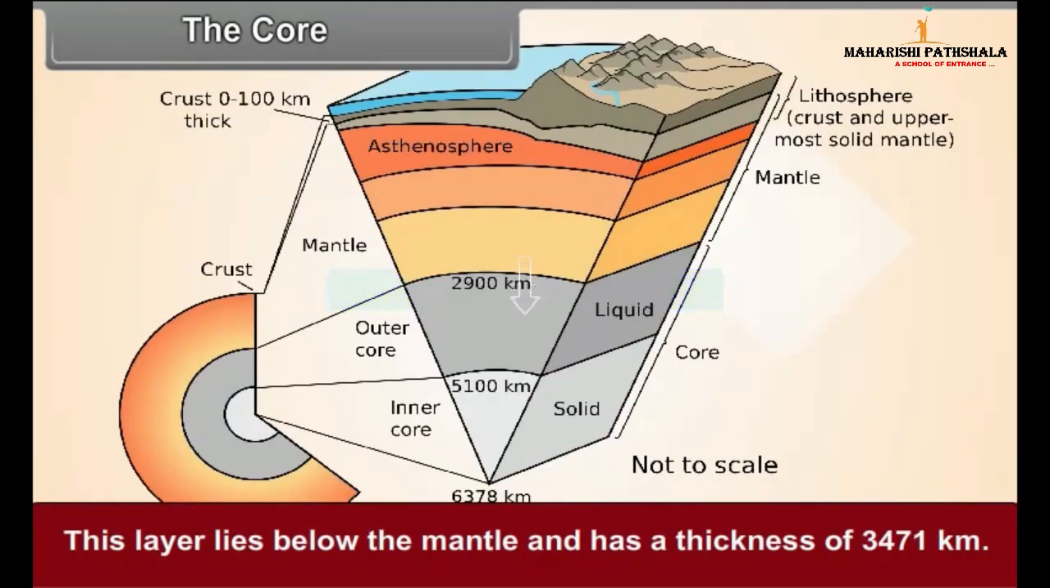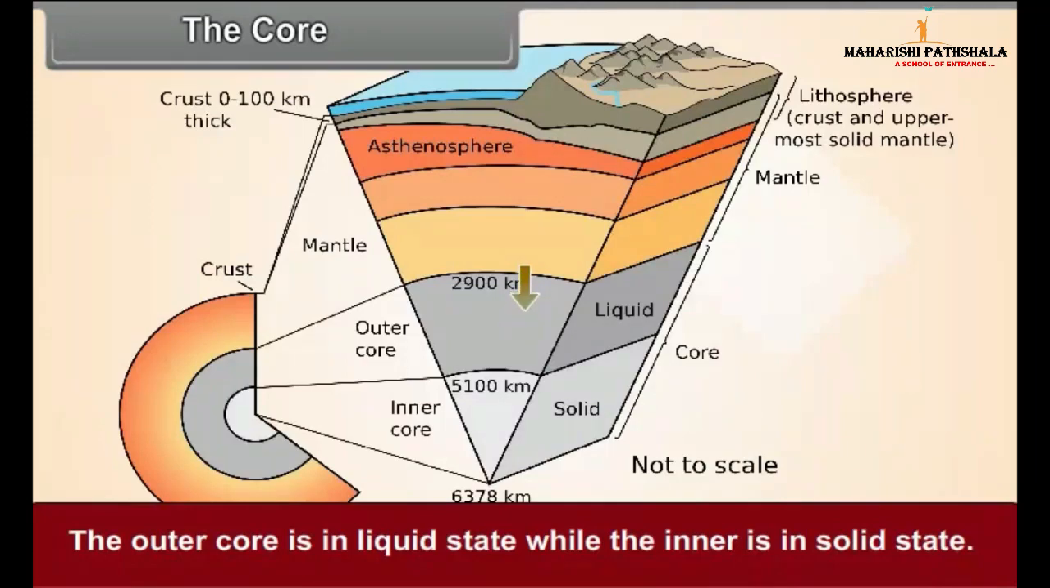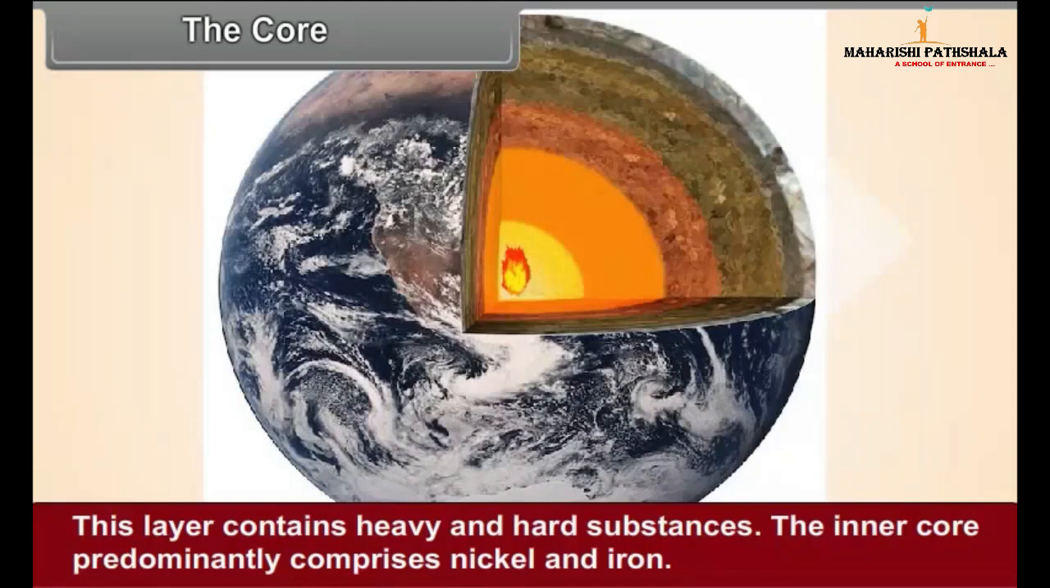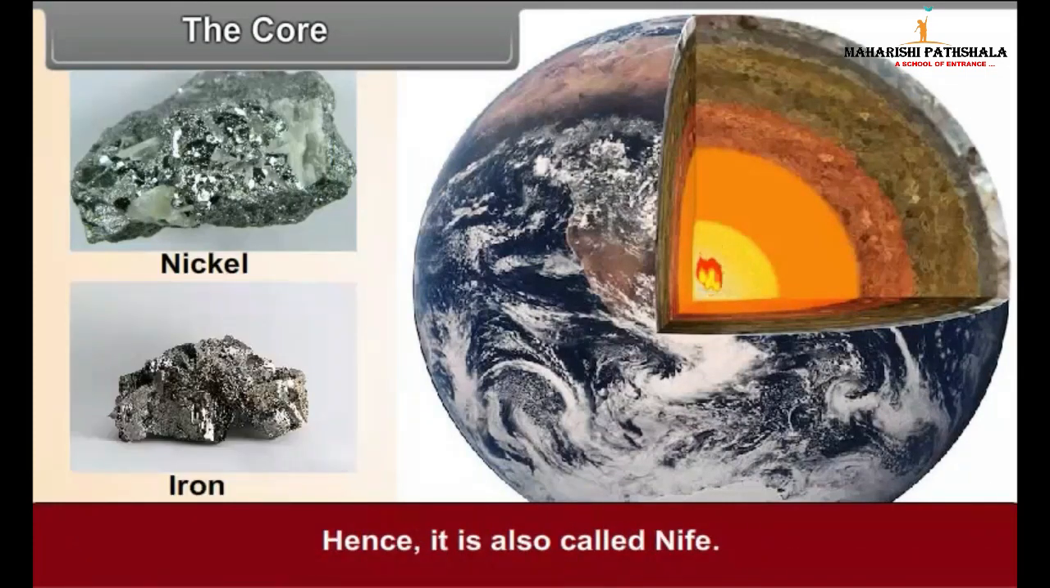The core. This layer lies below the mantle and has a thickness of 3,471 kilometers. It is subdivided into two parts called the outer core and the inner core. The outer core is in a liquid state while the inner core is in the solid state. This layer contains heavy and hard substances. The inner core predominantly comprises nickel and iron. Hence, it is also called Nife.